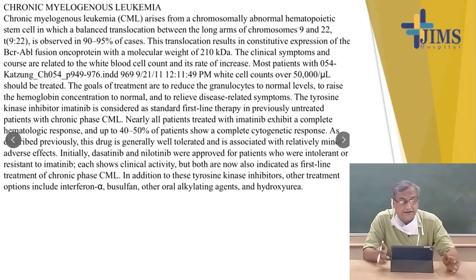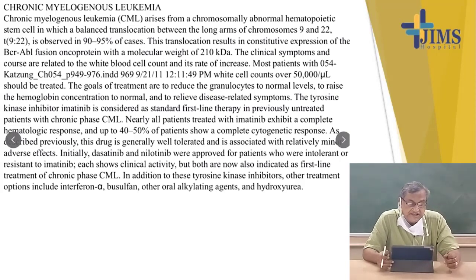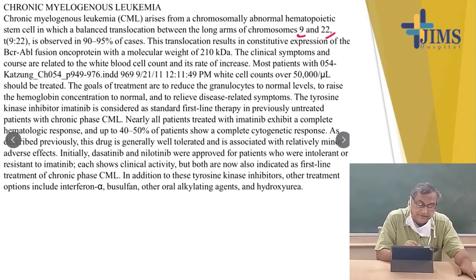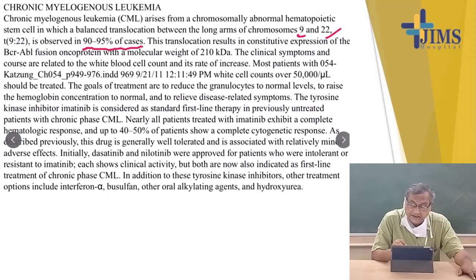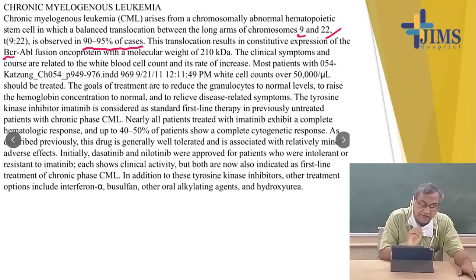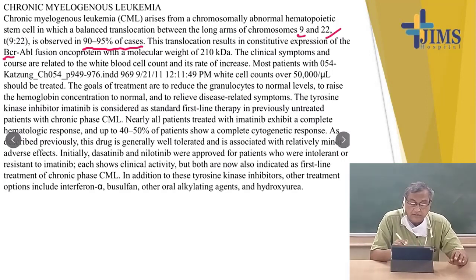Now, chronic myelogenous leukemia, CML. Chronic myelogenous leukemia arises from the chromosomally abnormal hematopoietic stem cell in which a balanced translocation between the long arms of chromosome 9 and 22 is observed in 90 to 95% of cases. This translocation results in constitutive expression of the BCR-ABL fusion oncoprotein with a molecular weight of 210 kilodaltons.